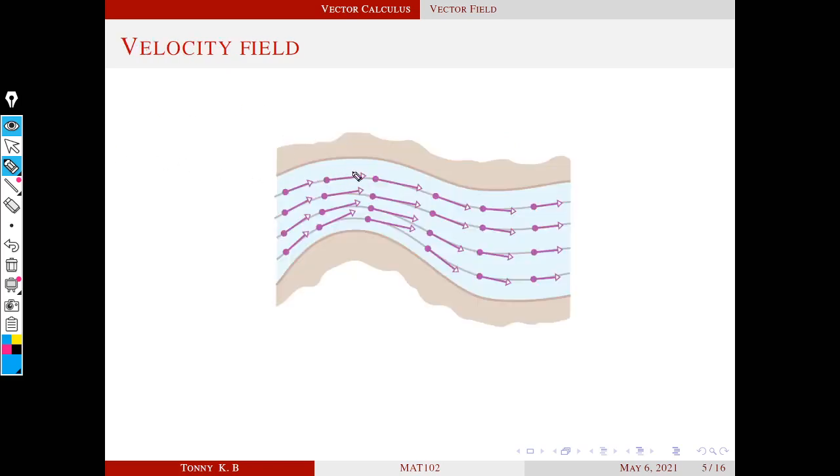This is also another vector field which contains velocity. This is a fluid flow. Suppose this is a fluid flow. Then we can assign a velocity vector at each point. That means this vector represents velocity at this point, and this vector represents velocity at this point. Similarly, we get velocity vectors. It is a fluid flow.